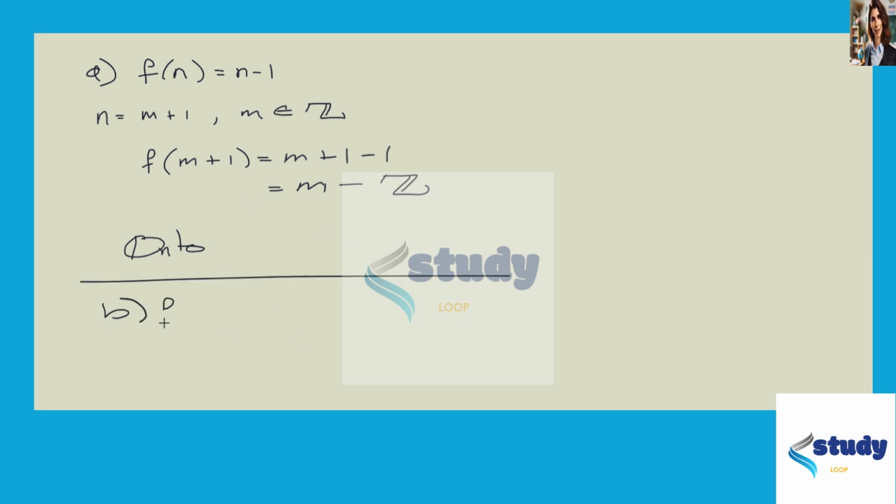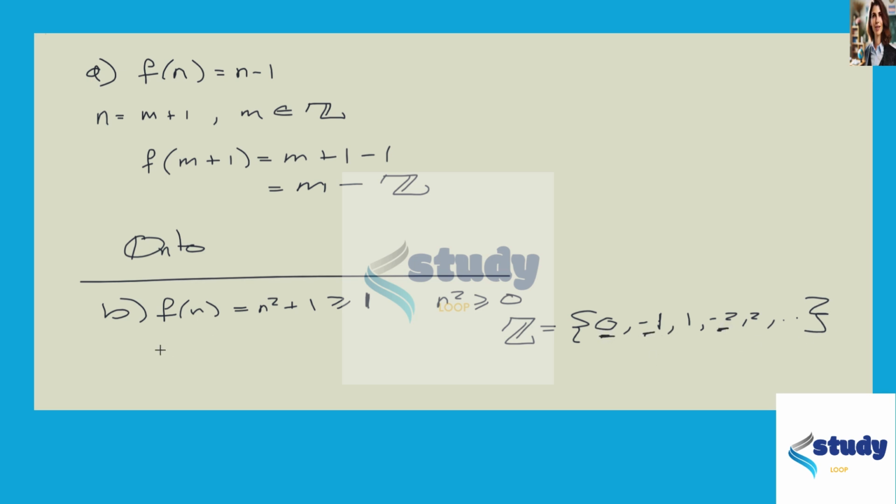Now b, f(n) = n squared + 1. This is pretty clearly not an onto function because n squared is greater than or equal to 0. So because you're adding 1 to this, it follows that n squared + 1, or f(n), is going to be greater than or equal to 1. But your set of integers contains negative numbers. You have 0 or minus 1, 1, minus 2, 2, and so on. As a result, there is no way we can get 0, minus 1, minus 2, minus 3, and so on. This is not onto.